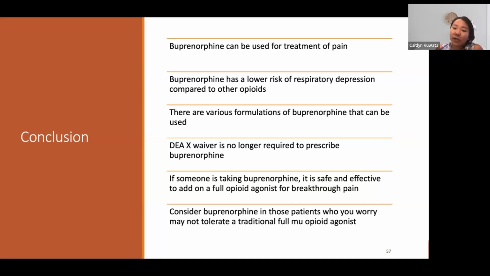There are many different formulations of buprenorphine that can be used. You have your low dose formulations that are great for people who are opioid naive or not needing a lot of opioids. And then you have your moderate to high dose formulations.